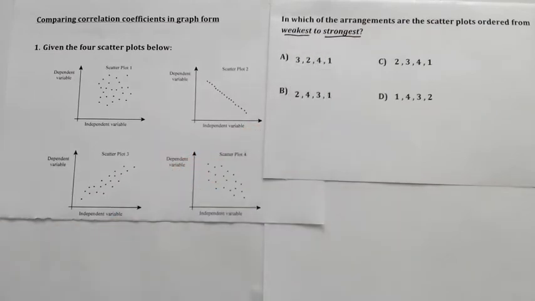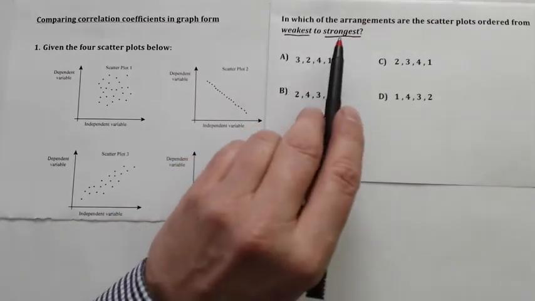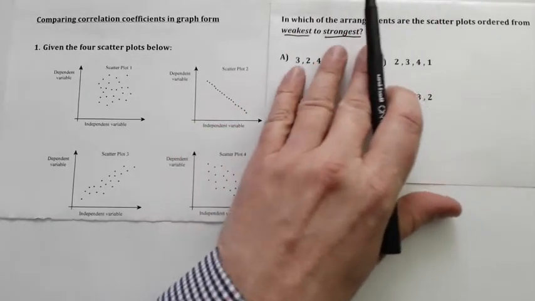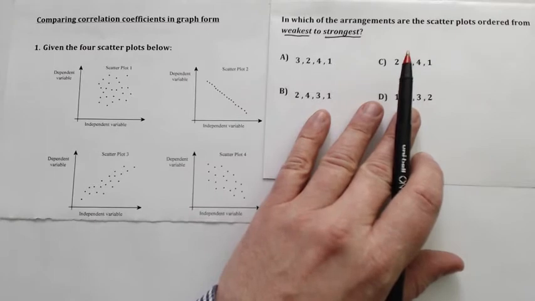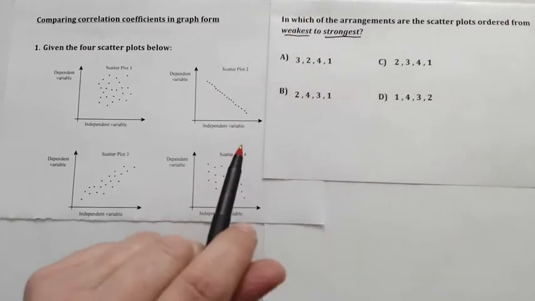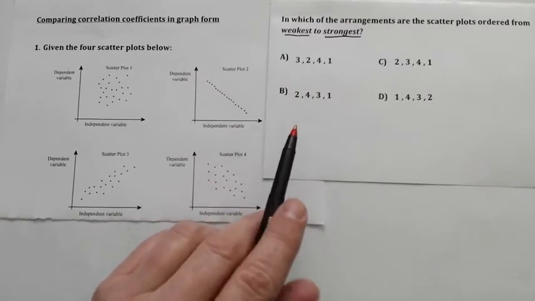Pay attention to that because obviously on some questions they could ask us to go from strongest to weakest, and that would completely reverse our solutions. And in fact, one of these you can guarantee will be in the reverse order. I'll point them out to you afterwards to try to trick you.